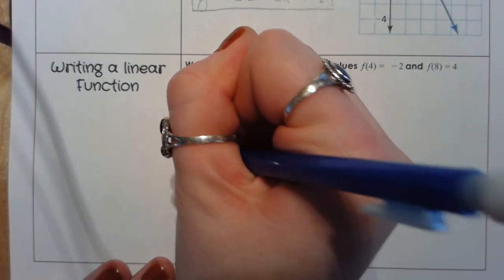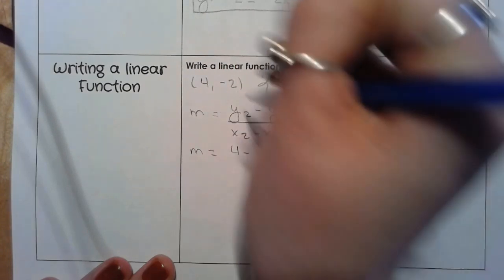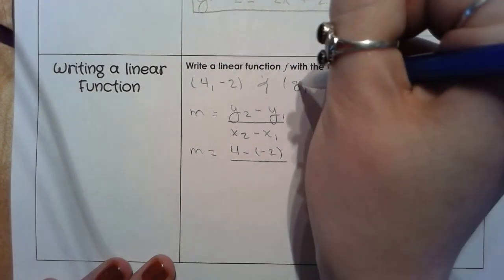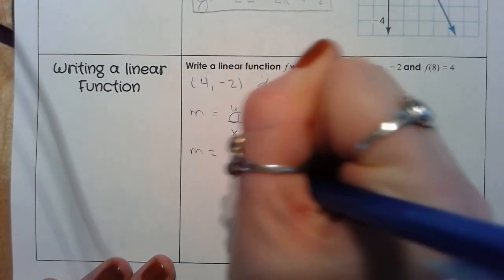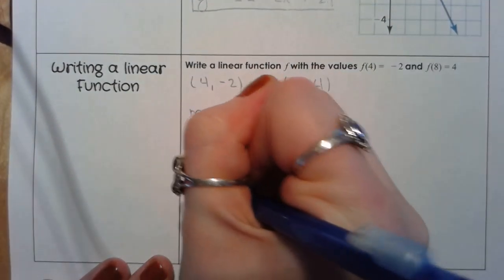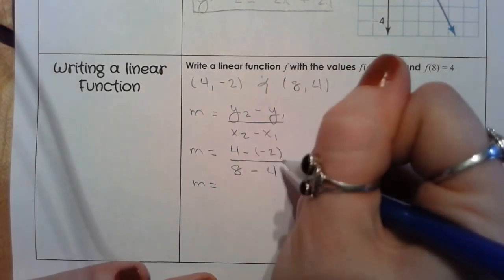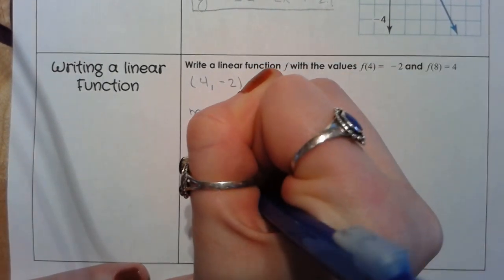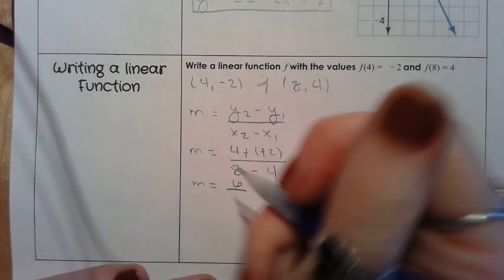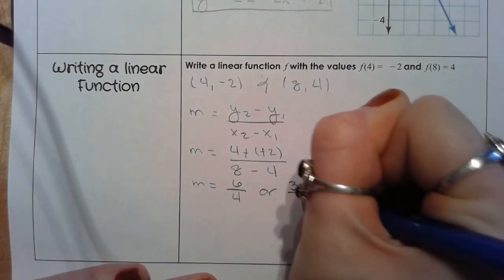And now I'm just going to plug in values. So my y2 is my second y value, so I have 4 minus my first y value, which is -2, over my second x value, which is 8, minus my first x value, which is 4. Okay, now I'm going to simplify this. 4 minus a negative, I'm really adding, so 4 plus 2 gives me 6 over 8 minus 4, which is 4, and I can simplify that to 3/2.